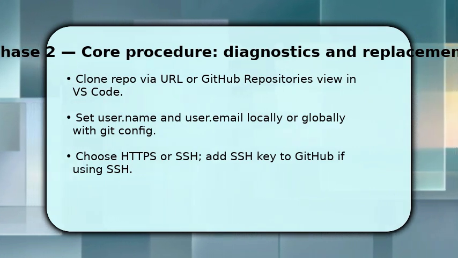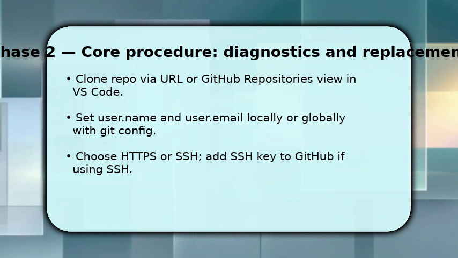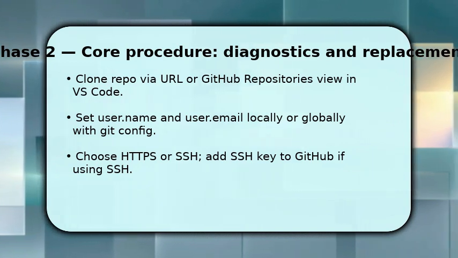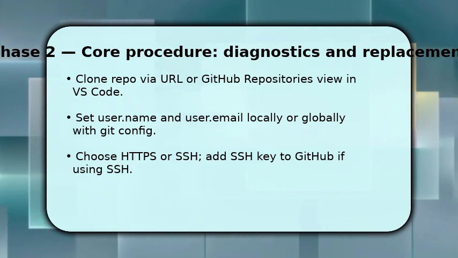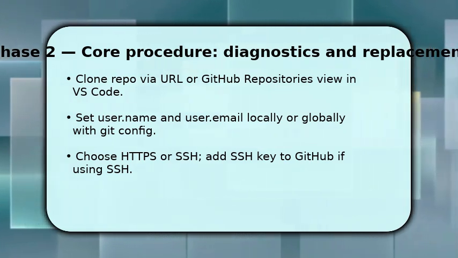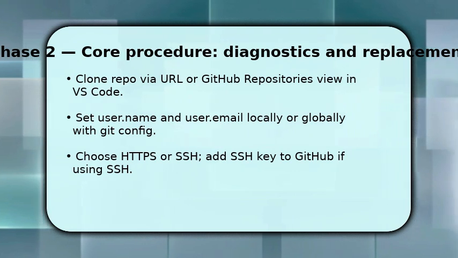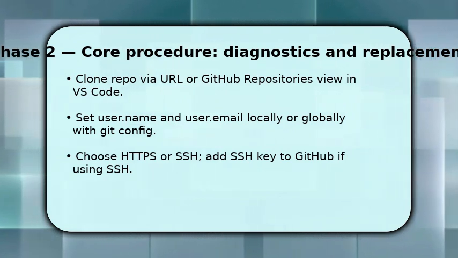If you prefer SSH, generate an SSH key pair, add the public key to GitHub, and test with ssh git@github.com. Otherwise, use HTTPS with a personal access token. Then open the workspace and let VS Code index files and show Git.